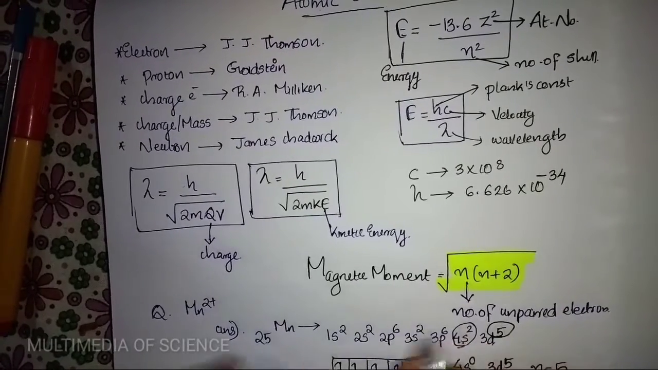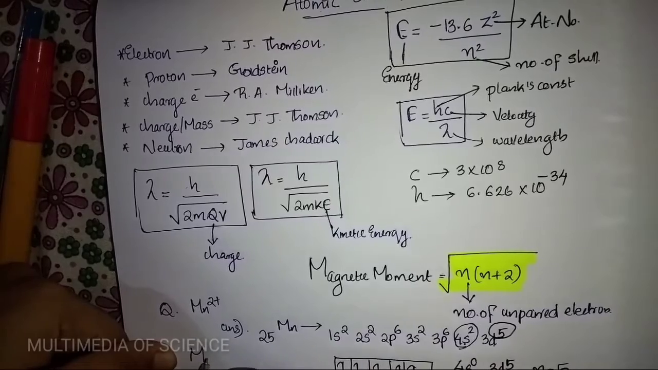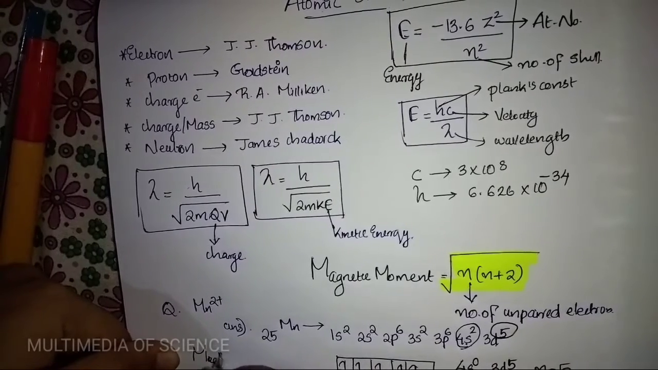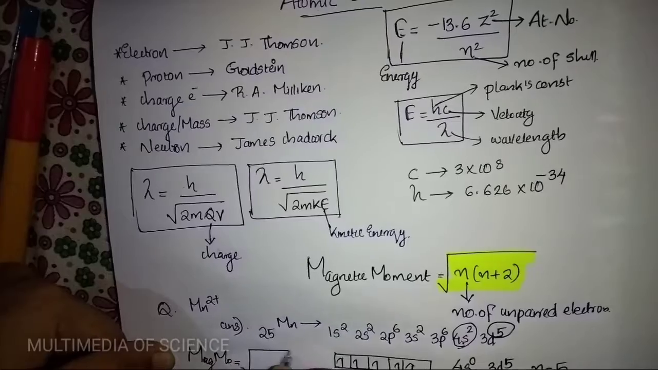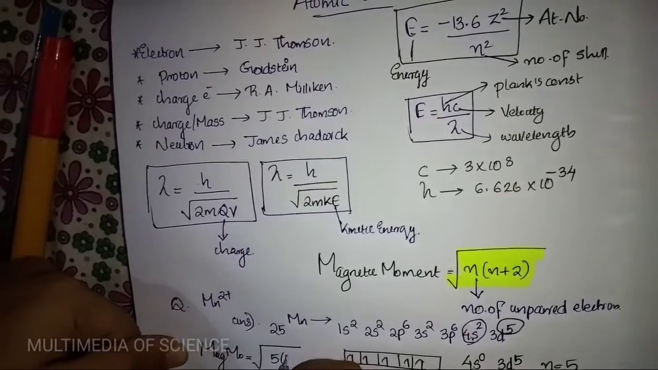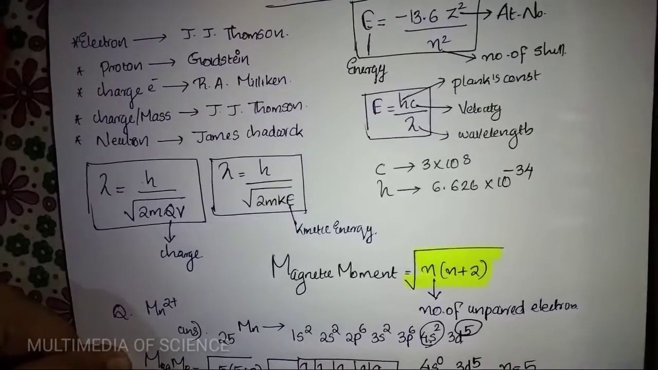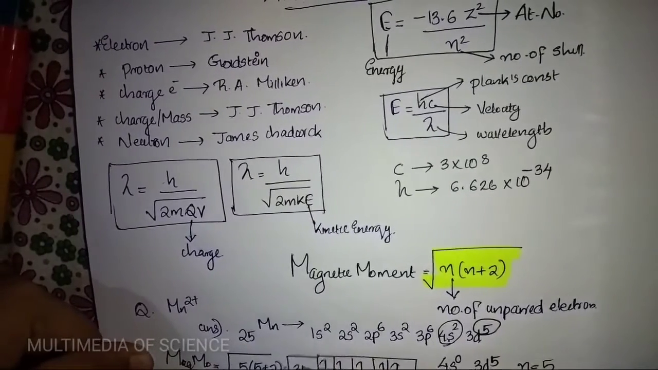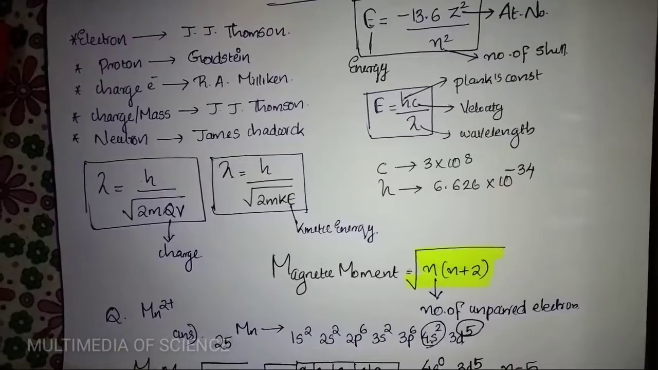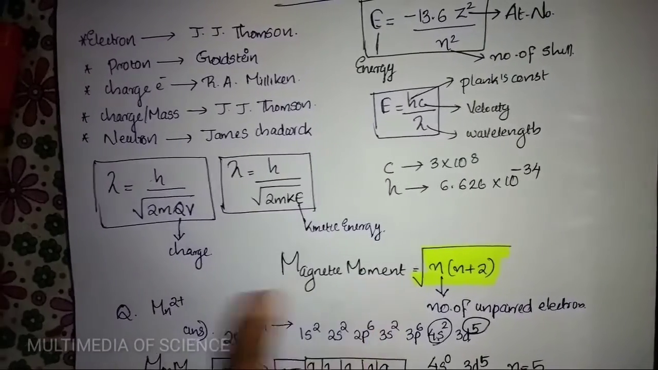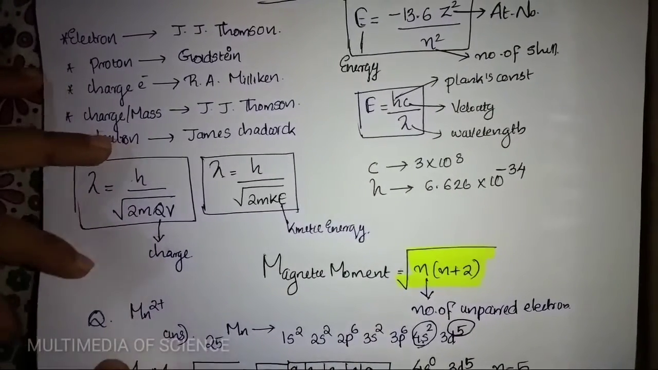So what is the magnetic moment? Magnetic moment is equal to root of 5 into 5 plus 2, so root of 7 into 5, which is root 35. Root 35 is the answer for the magnetic moment of manganese 2 plus.